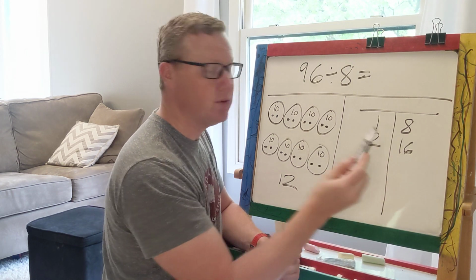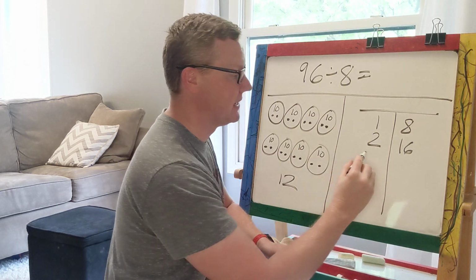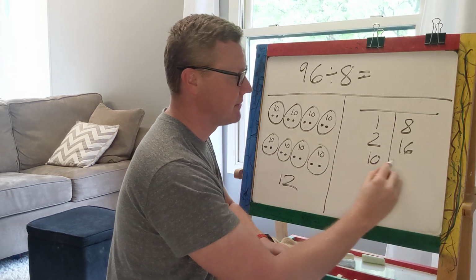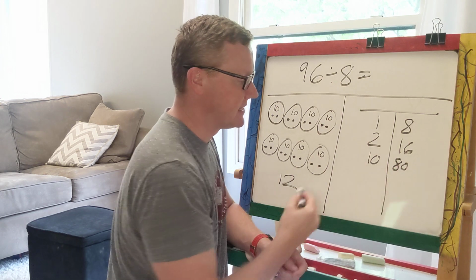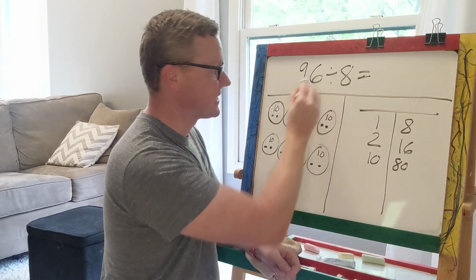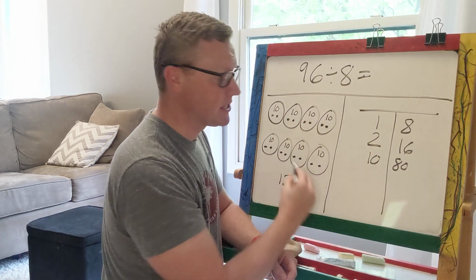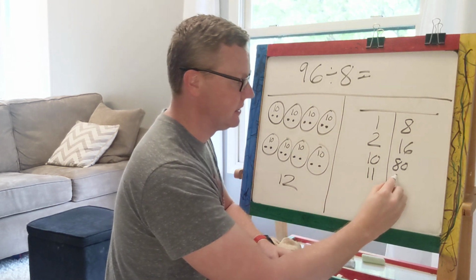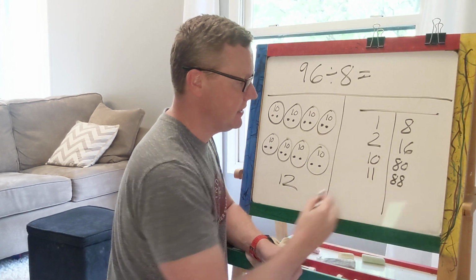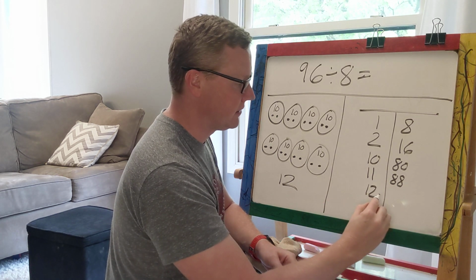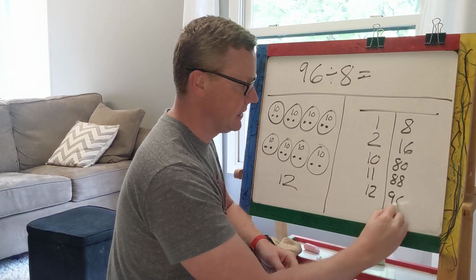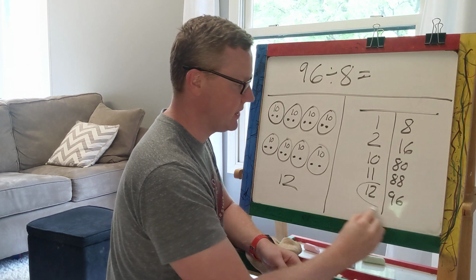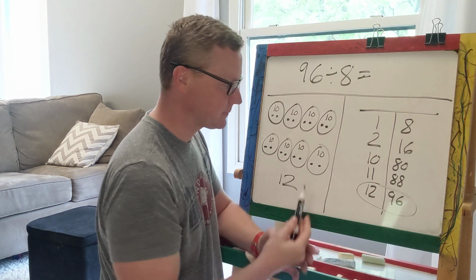Some of you guys started going, ooh, I already know one. I know that 10 times 8 is 80, and that gets us a lot closer to 96. Now you can start adding one at a time. 11 times 8 is 88, and 12 times 8 is 96. And that's how we got our answer, 12.